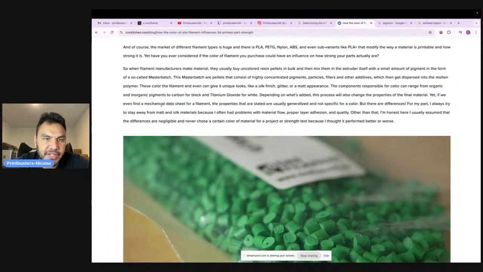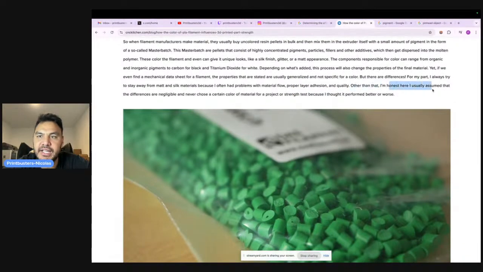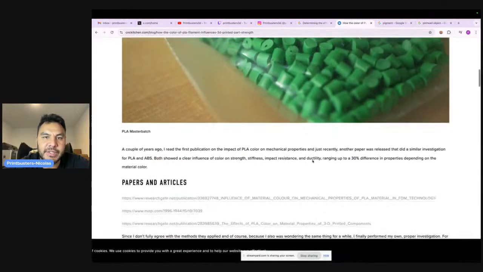Yet, there are differences. For my part, I always try to stay away from matte and silk materials because I often had problems with material flow, proper adhesion, and quality. Okay. Other than that, I'm honest here. I usually assume that the differences are negligible. Yes, perform better or worse. Okay. And that's how a color master batch looks like.